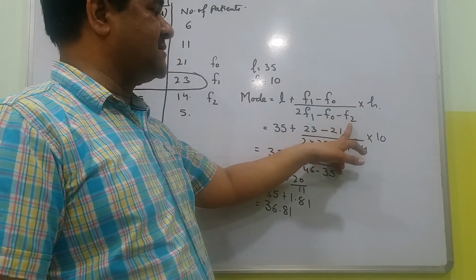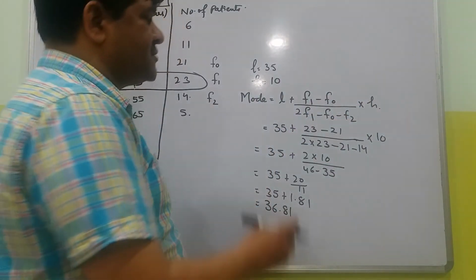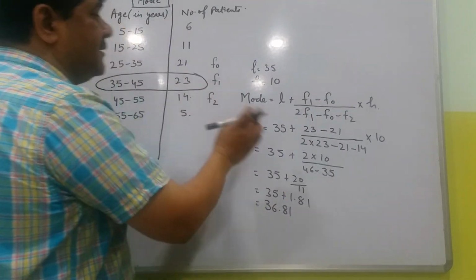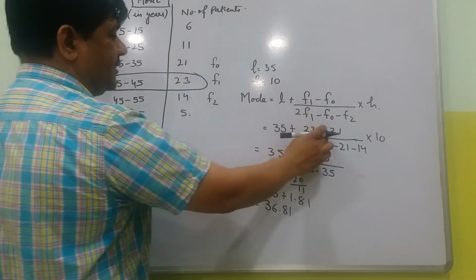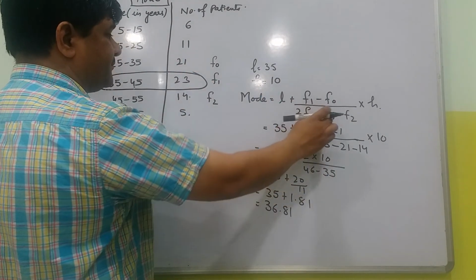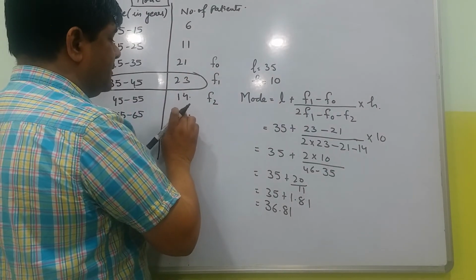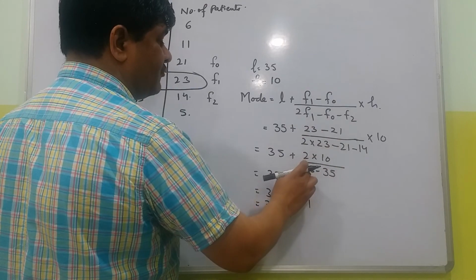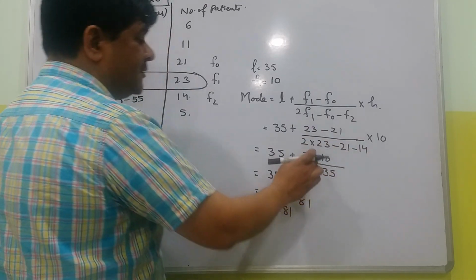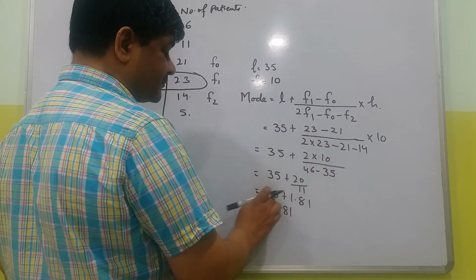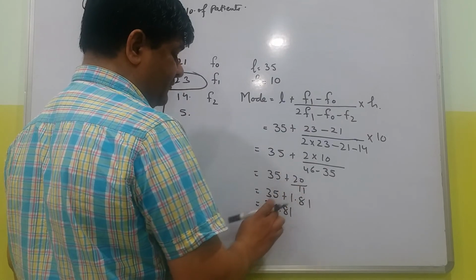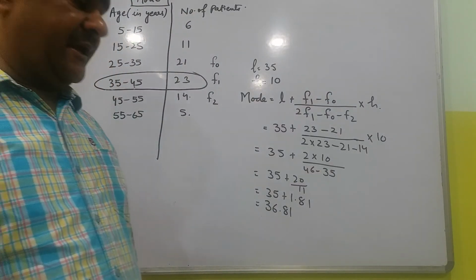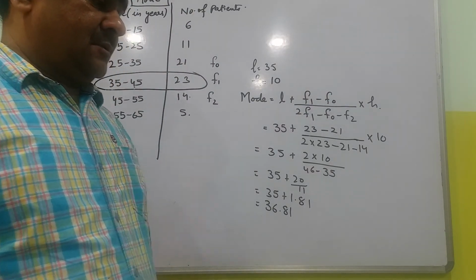Mode has formula L plus (f1 minus f0) over (2f1 minus f0 minus f2) into h. So you substitute the values. L is 35, f1 is 23, f0 is 21, 2 into 23, f0 is 21 and f2 is 14. So 2 into 10, 46 minus 35. So this is 20 by 11. 20 by 11 is 1.81. So the ultimate answer comes out to be 36.81. Right? Thank you.